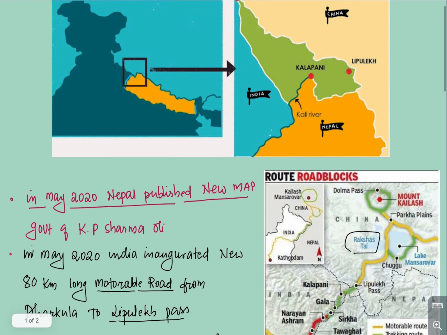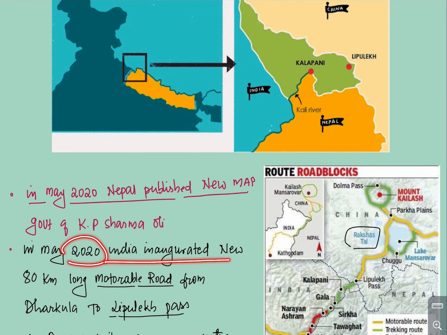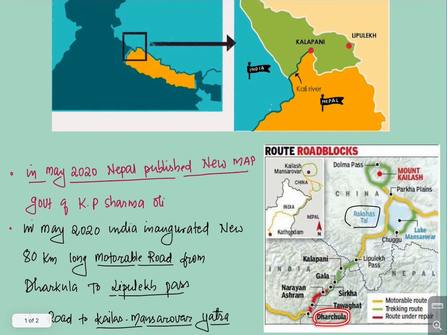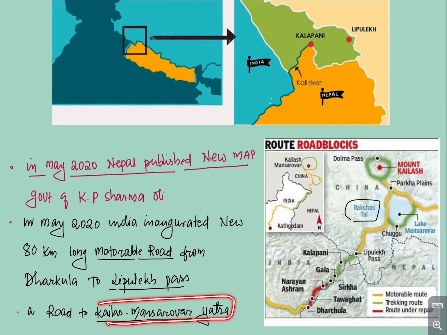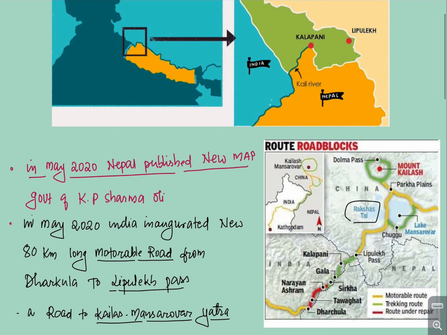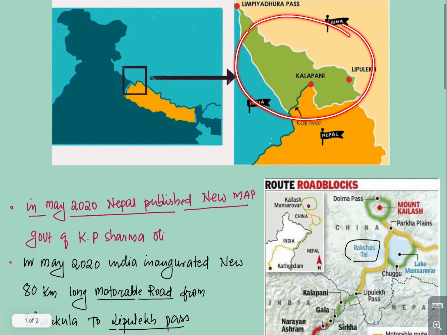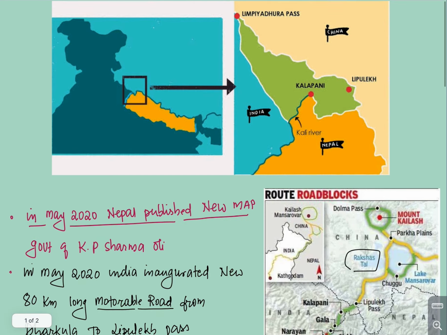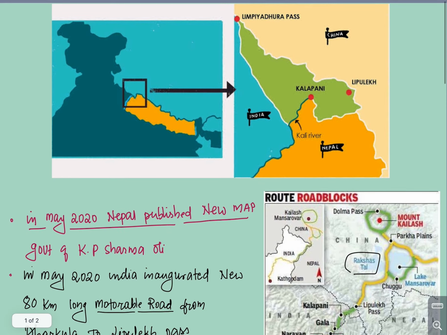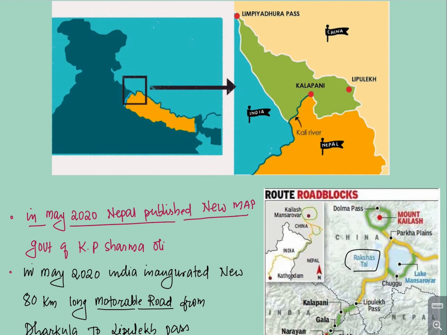But what happened in May 2020 is that India inaugurated an 80-kilometer long motorable road from Dharchula district of Uttarakhand to the Lipulekh Pass. This is a motorable road which will help tourists go on the Mansarovar Yatra, right? When India inaugurated the road, in protest Nepal published a new map of Nepal under the KP Sharma Oli government, which shows this region as a part of Nepali territory. Because of this incident, this issue came to limelight, right?